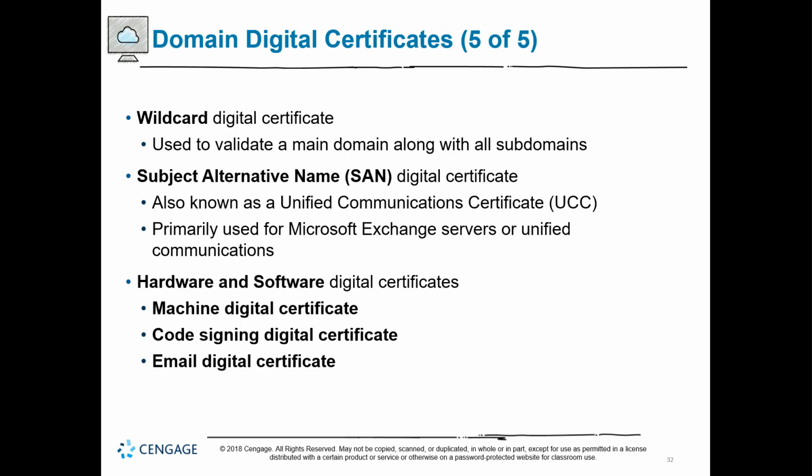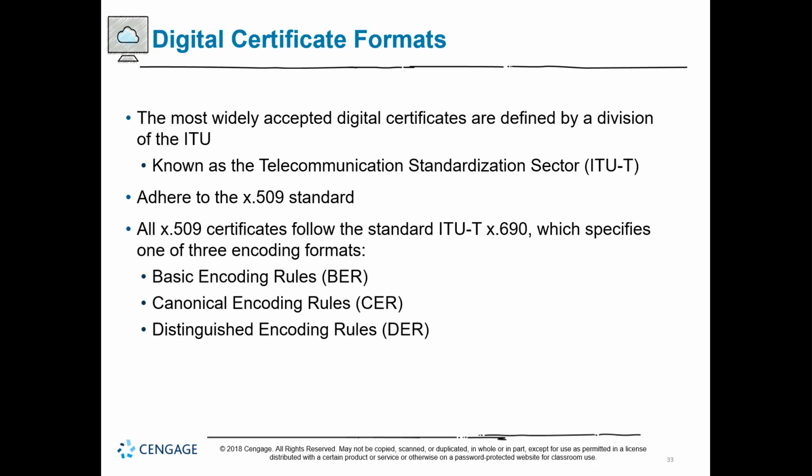We've already talked about domain names. We've already talked about wildcard domain names. We've already talked about subject alternative names in use of digital certificates. Again, if we're using email, other forms of unified communication certificates, UCCs, will be using those SANs. And again, that's just a clever way of saying multiple names attached to a digital certificate. That's all that is. We can have hardware and software certificates, which we've already talked about, machine, code signing, email signing, and so forth.